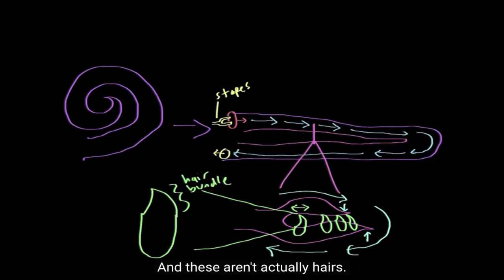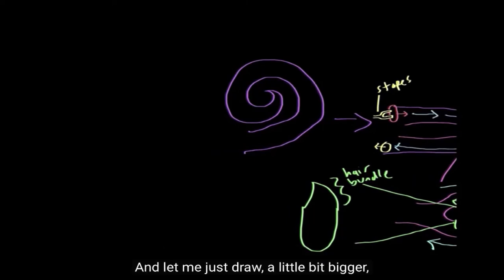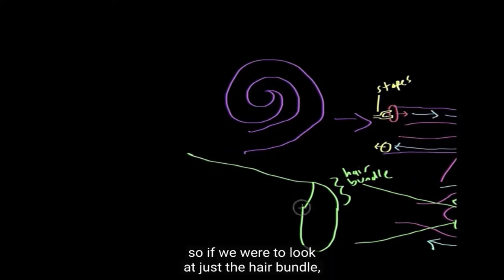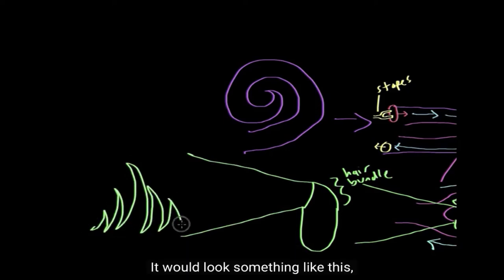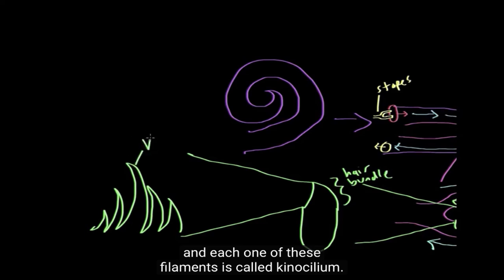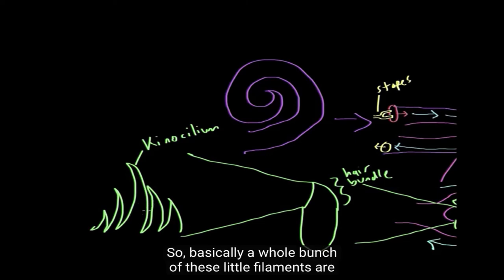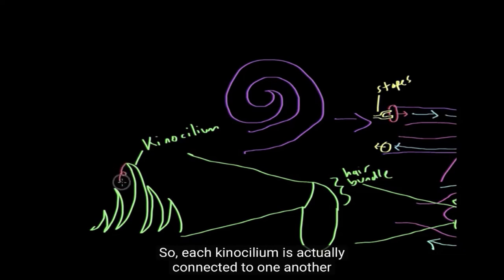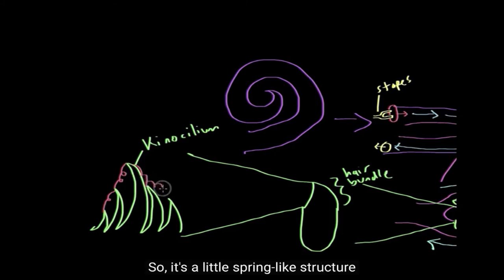And these aren't actually hairs. They're just a bunch of little filaments, and let me draw it a little bigger. If we were to look at just the hair bundle, it would look something like this. Each one of these filaments is called a kinocilium. A whole bunch of these little filaments are attached to one another, and they form the hair bundle. Each kinocilium is connected to the next by a little spring-like structure called a tip link. So it links the tips of the kinocilia.